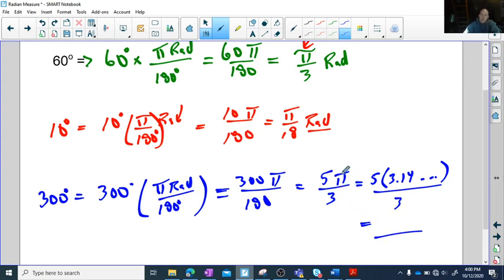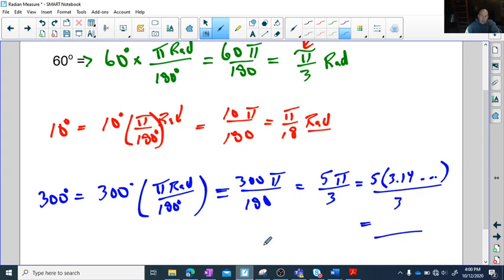Now, we stay in this format more often than not, just because this is exact, versus once you get to here, you're going to be having to round off your answer, just because pi is irrational. But in this case, you'd actually use the value of pi.